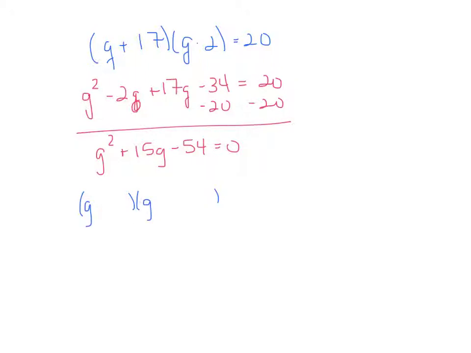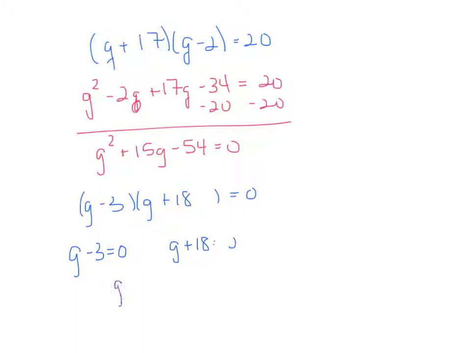And so 9 and 6. Nope, that's not going to work. Let's see. Alright, so what about 3 and 18? If we do a negative 3, positive 18. So we set both factors equal to 0. And our answers then are 3 and negative 18.